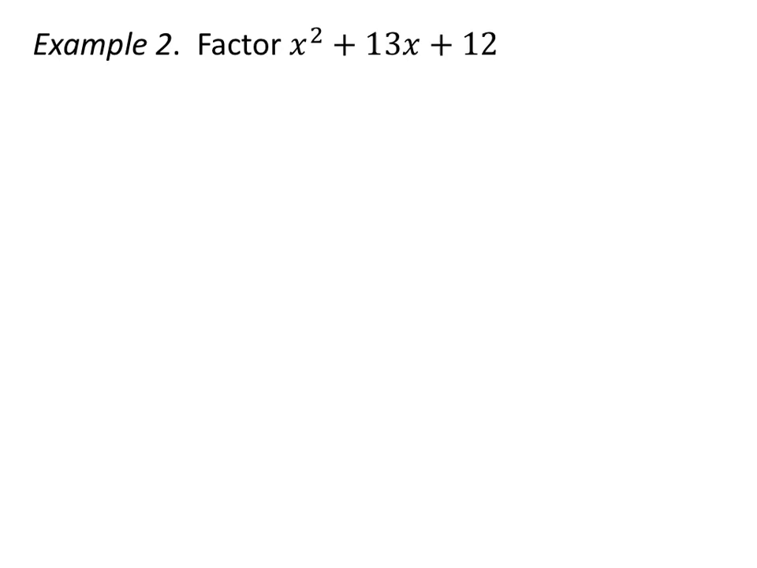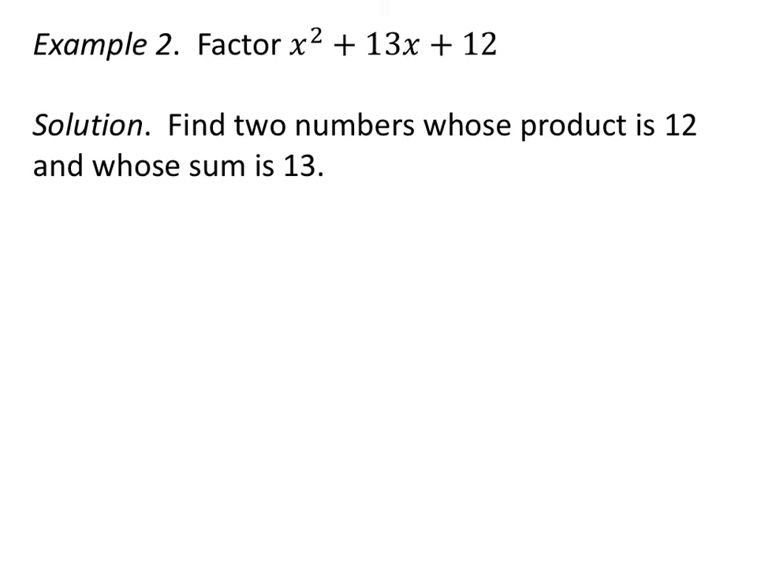For our second example, we're going to look at x squared plus 13x plus 12. Again, we need to find two numbers whose product is the constant term, 12, and whose sum is the coefficient of x, which is 13. Now with 12, we have lots of options. I could multiply 1 and 12 to get 12. I could multiply 2 and 6. I could multiply 3 and 4. I could multiply 4 and 3, and so forth.